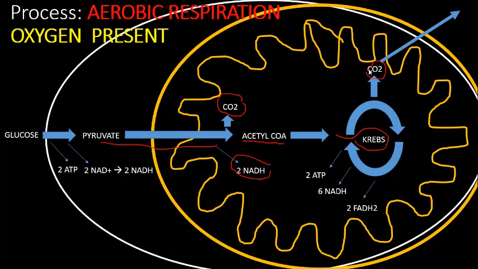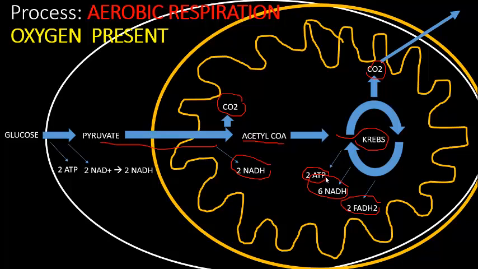Since all these electrons are being removed, the electrons are going to go to NAD+ and form NADH. You're also going to have some electrons that go to FAD+, and FAD+ becomes FADH2. FADH2 is just another electron carrier, just like NADH. This process of the Krebs cycle is also going to produce 2 ATP, just like glycolysis.